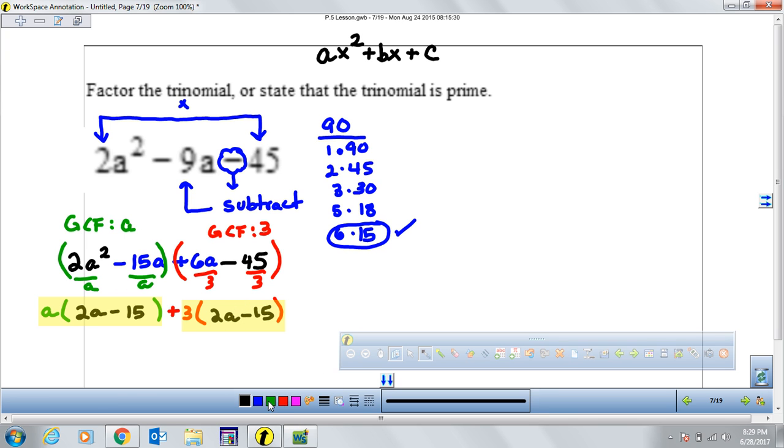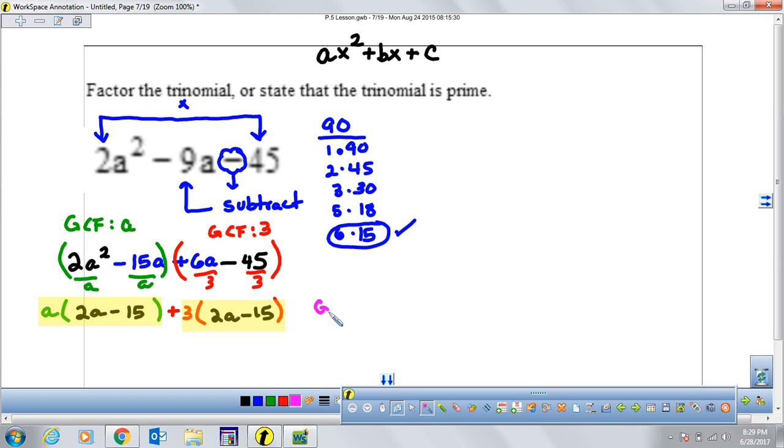So both of them have also a greatest common factor, right? We see that both of these terms have a 2a minus 15 in common. So I'm going to say right here that once again my greatest common factor is 2a minus 15.